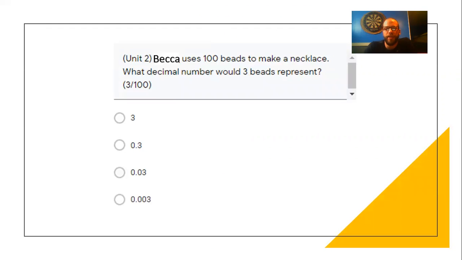Becca used 100 beads. What does 3 beads represent? Well, 3 hundredths. And remember, you can write down 100 to see what place it is. If you write down 100 and then make sure your decimals after the 1, we see that the second place is the hundredths. So therefore, 3/100 is that one right there, the third one.